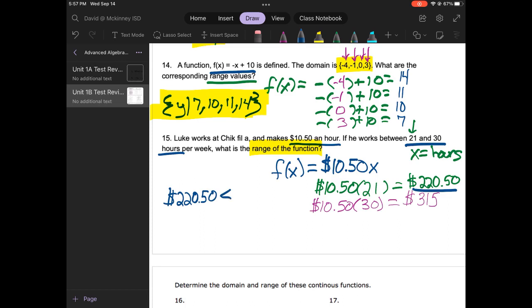So I put $220.50 is less than or equal to my y values, which is less than or equal to $315. And that is the range of this particular function.